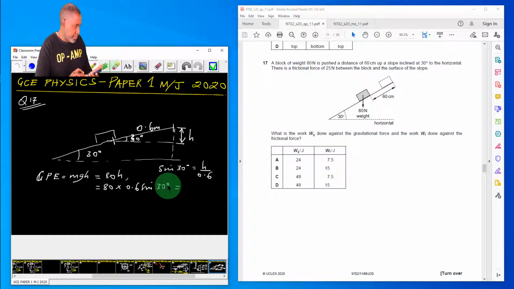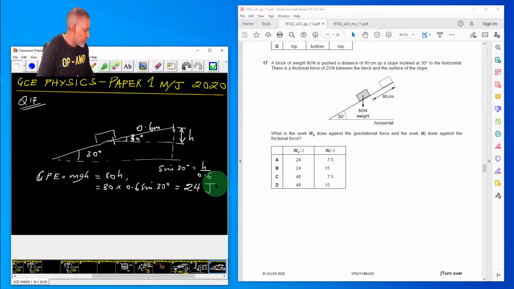And that, we have to calculate. It will give me 80 times 0.6 times sine 30, and I get 24 joules. So over here the answer is either A or B.